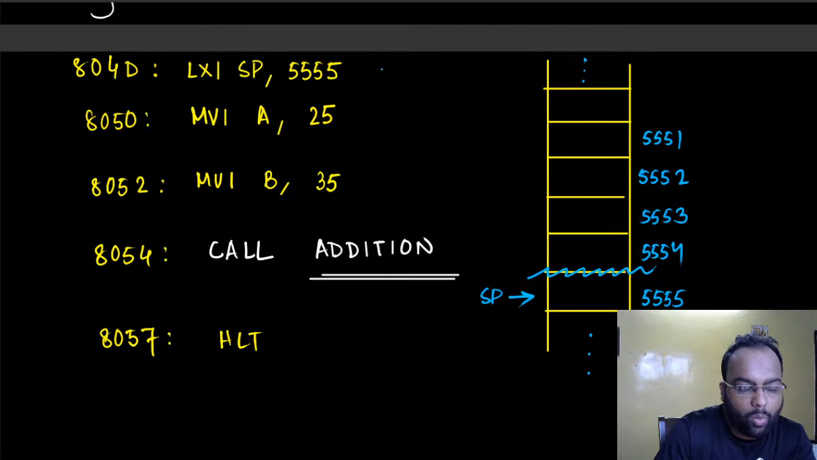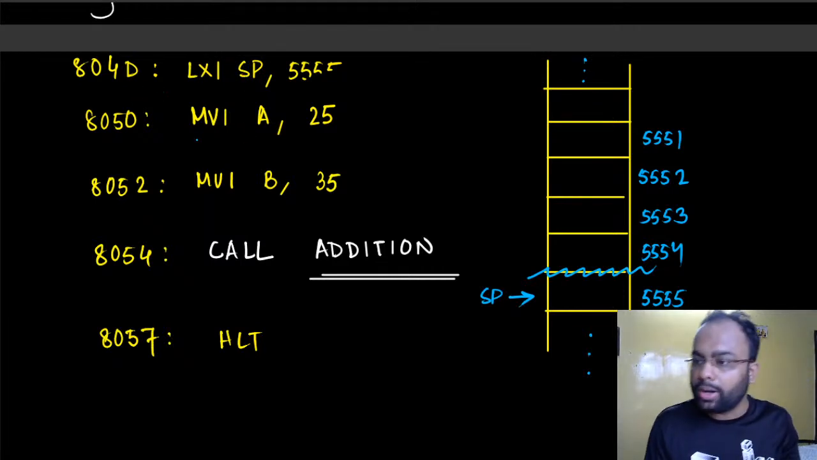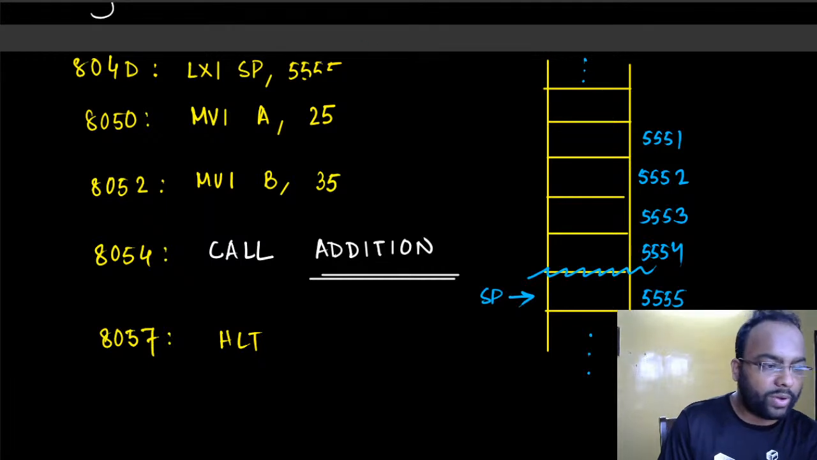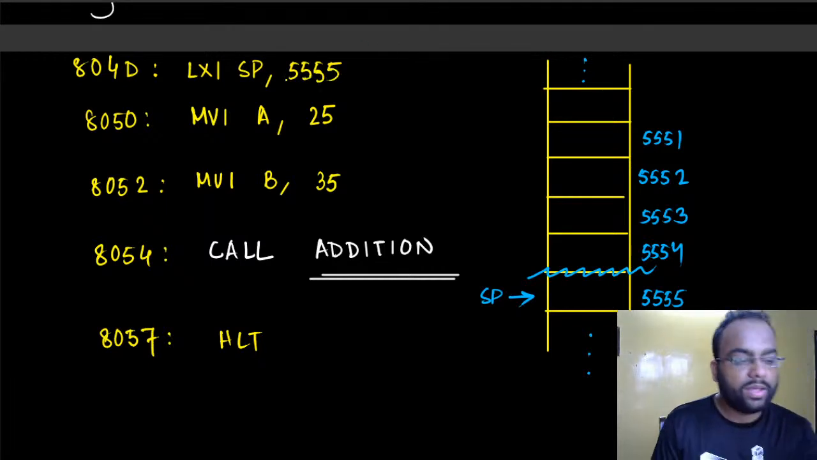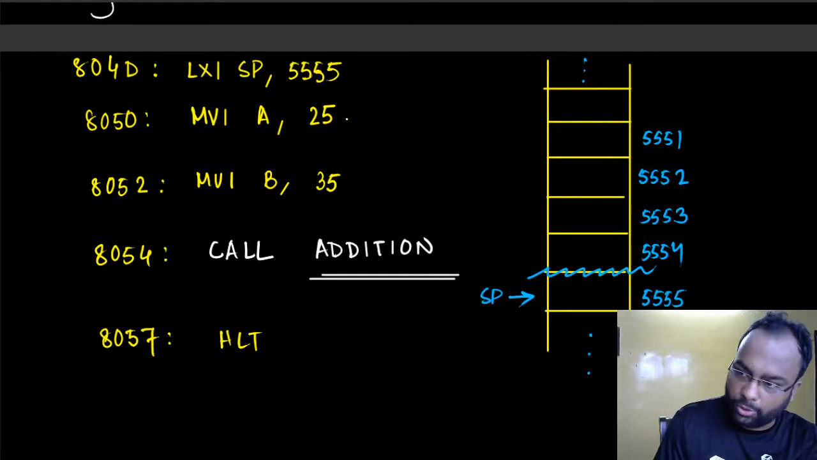So at this point, what is the value of the program counter? The program counter starts with this particular address, 804D. So it executes this instruction. After executing this instruction, the program counter gets incremented by a value of 3, since LXI is a 3-byte instruction.